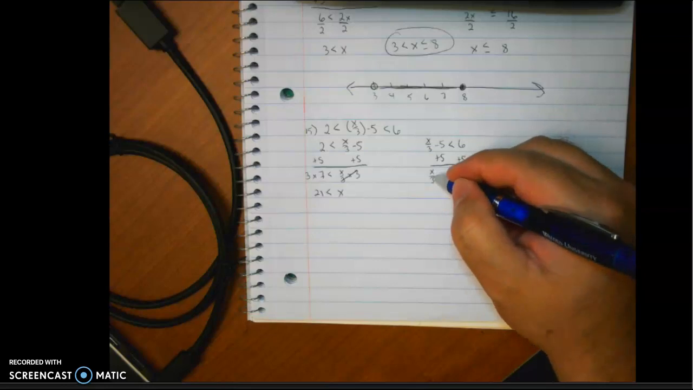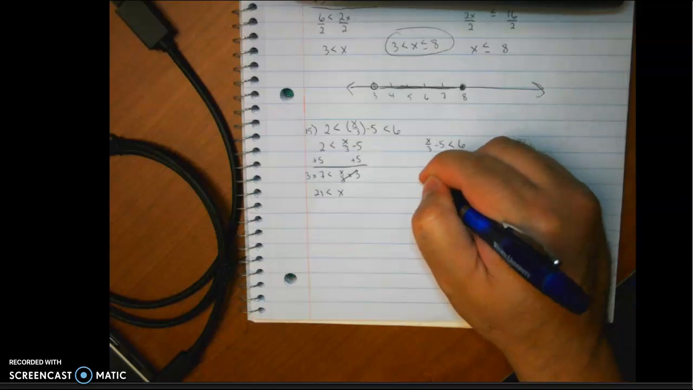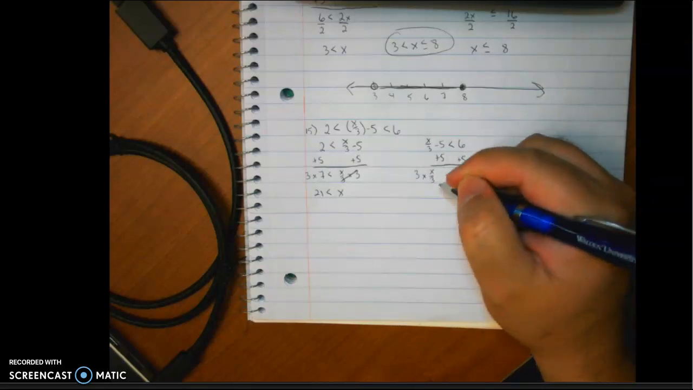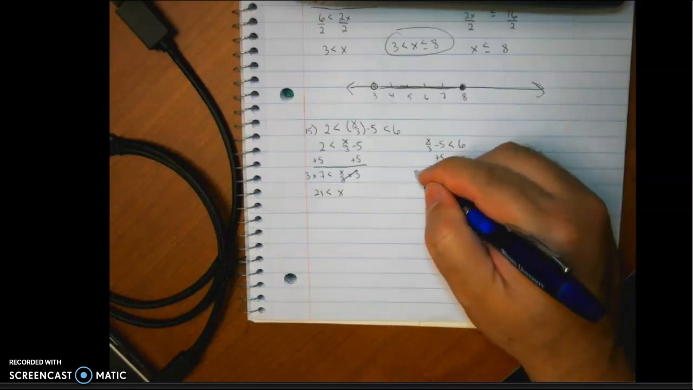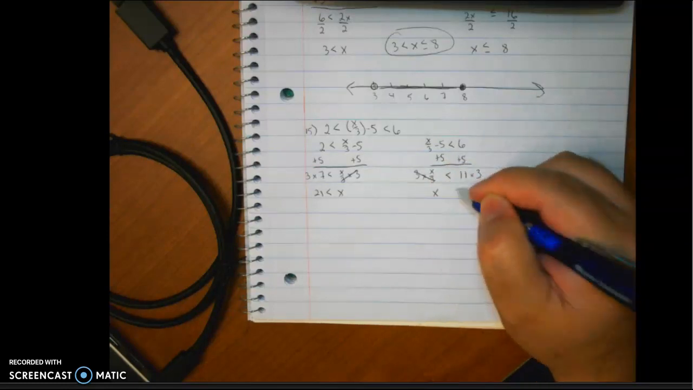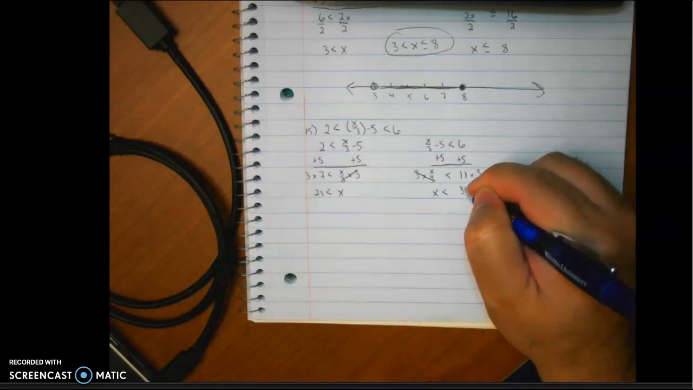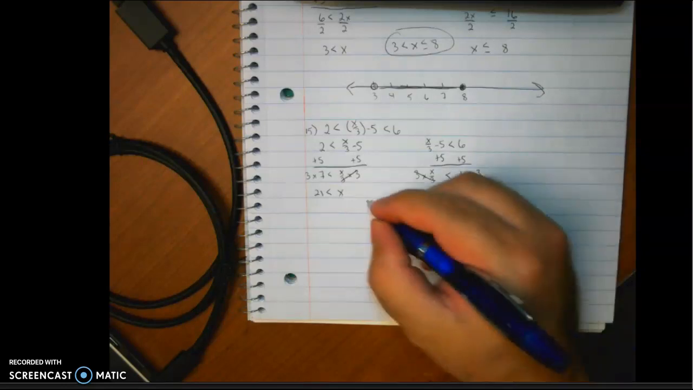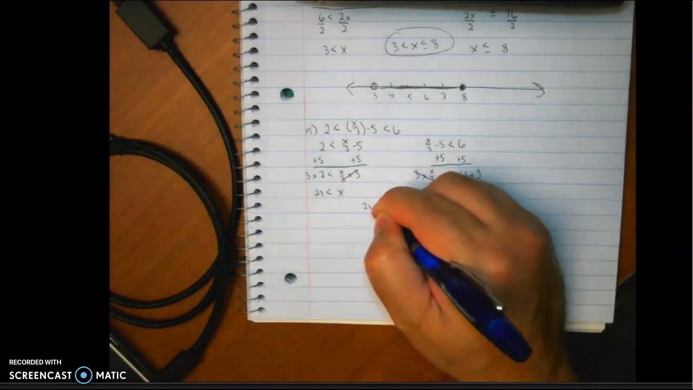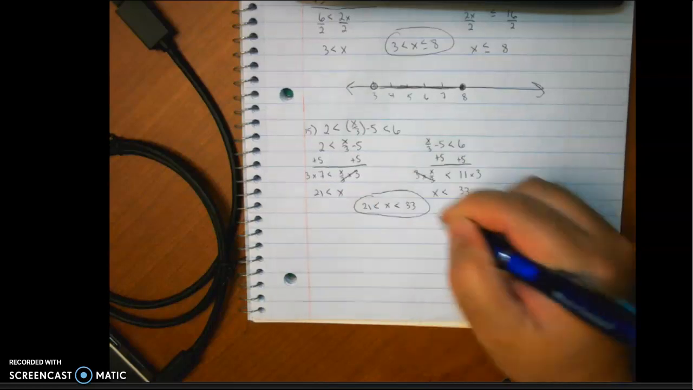Again, when we have x divided by 3, the inverse of that is multiplication. So we have to multiply by 3. So we multiply by 3. Over here, the 3's cancel out to get a 1x is less than 11 times 3 is 33. And now we have to put it all together. So we have 21 is less than x is less than 33 for our answer.